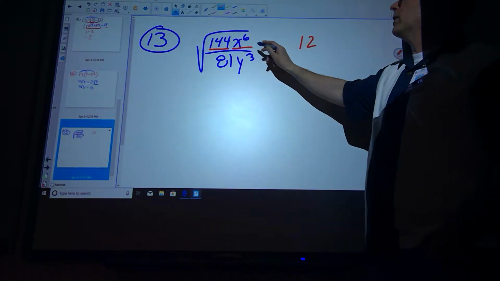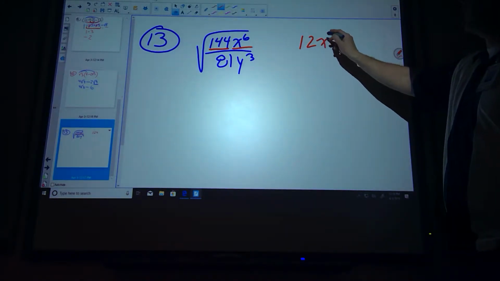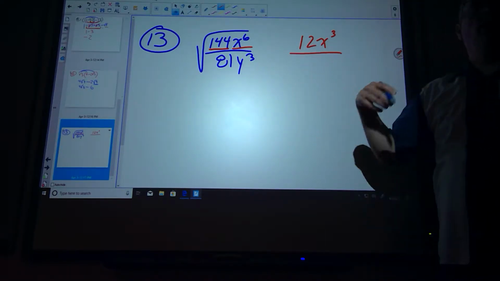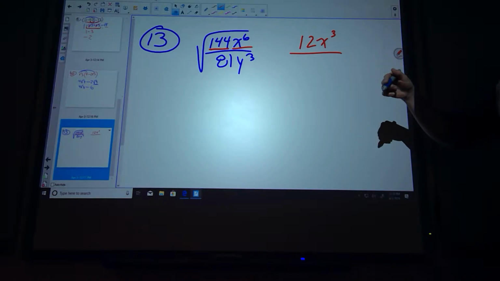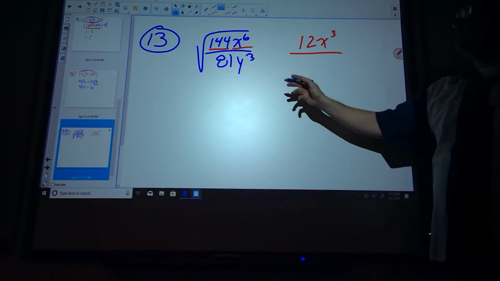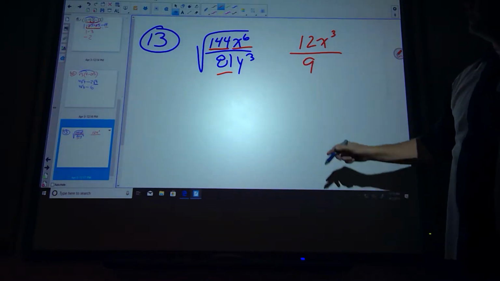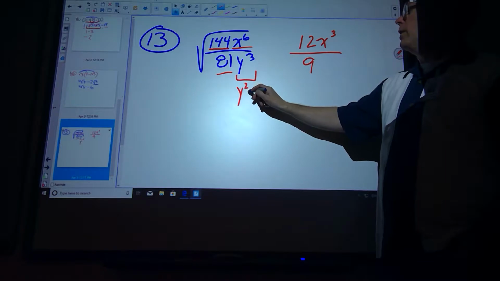What's the square root of x to the 6th? X to the 3rd. Everyone feel okay with that so far? Okay. Where'd the square root sign go? Well, I took the square root of 144 and got 12. It's gone. Where'd the square root go with the x to the 6th? Took the square root, which is half of it. What's the square root of 81? 9. Okay. And then I have to recognize that this is y squared times y.